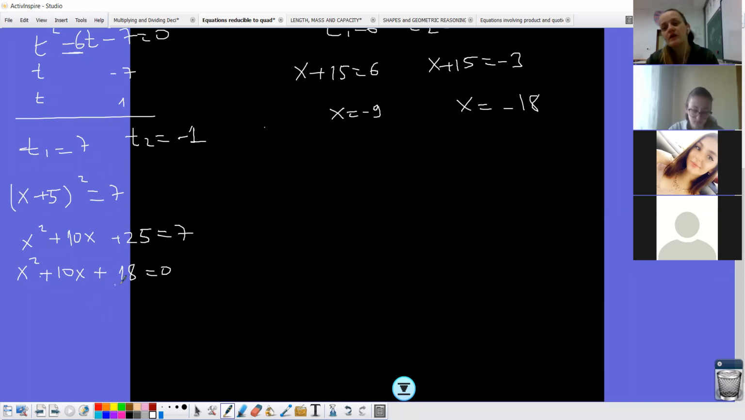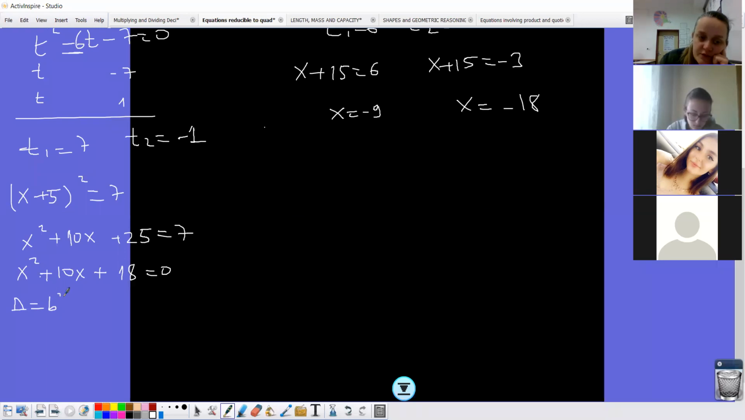Now, how can I factorize this one as well? Here I have x and x, yes? What about 18? How can I factorize 18 to get 10? Or can I do it? We have 3 times 6. We have 2 times 9. But in both of them, we cannot get it, yes? Teacher, quadratic formula. Yes, let's do the quadratic formula.